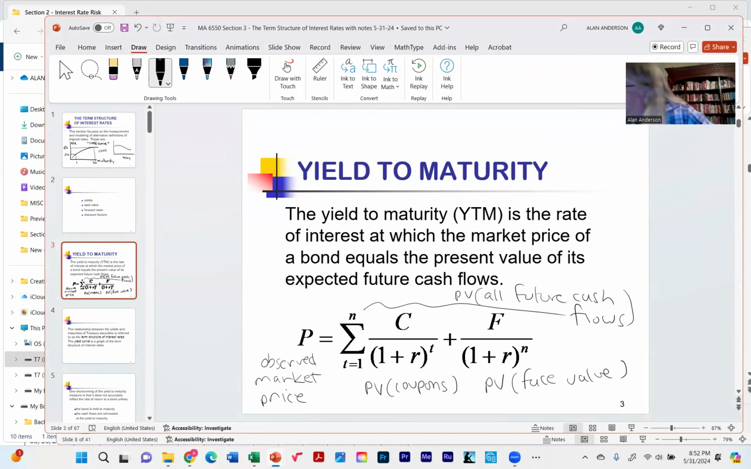The yields are implied by this equation. In other words, you cannot look this up in the Wall Street Journal, or if you do, what you're going to see is the result of somebody taking this equation and finding the value of R, which ensures that the right-hand side and the left-hand side match each other. So you can think of the yield as simply the unique interest rate at which the market price of this bond matches up with the present value of its cash flows.